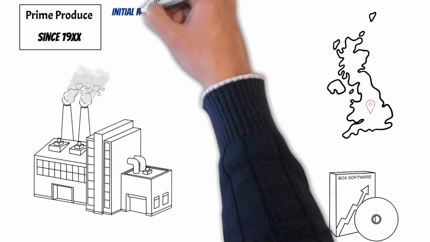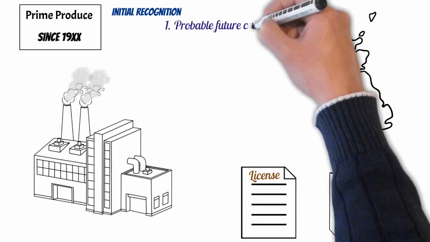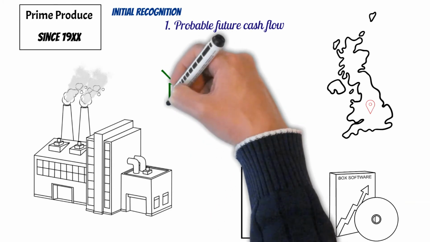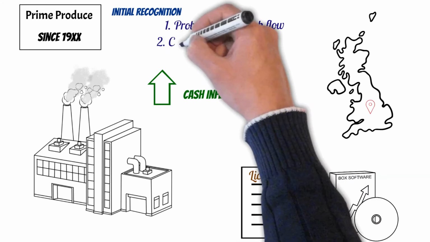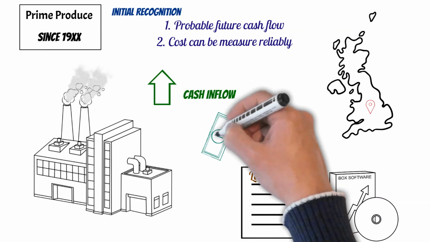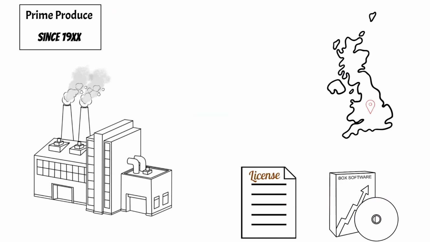And for that, you need to remember two rules. It's probable that the future economic benefits will flow to the organization. What I mean by that is, for example, the organization will use the plant to manufacture products which will be sold in the market to earn profits on them. Secondly, costs can be measured reliably. Since all of the above transactions include currency value, it can be measured reliably.